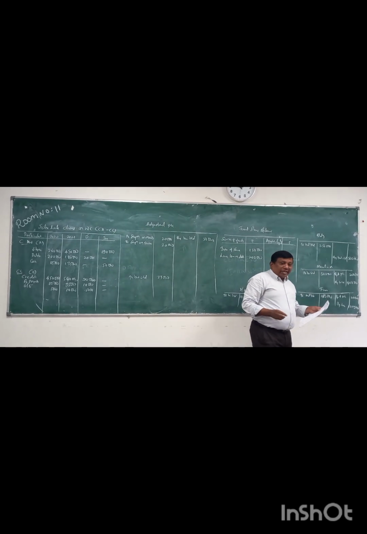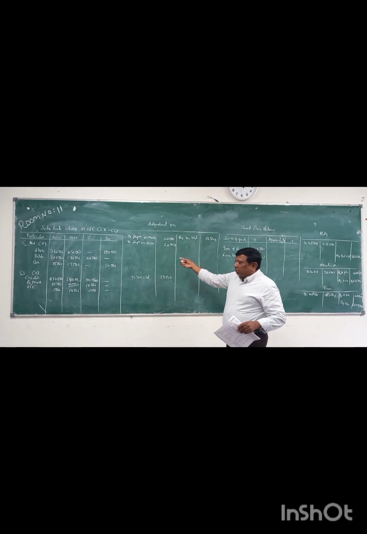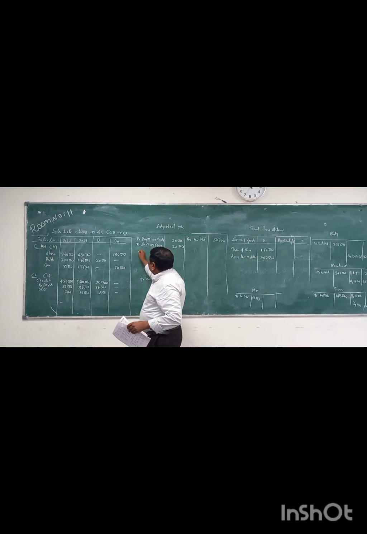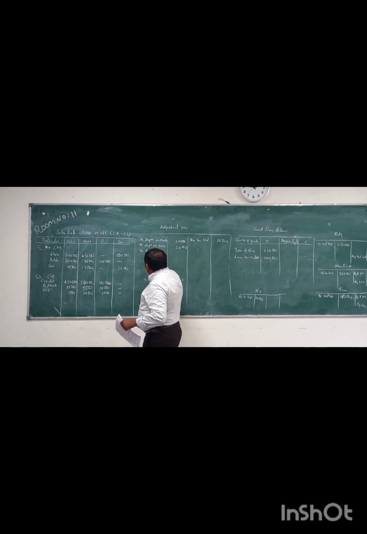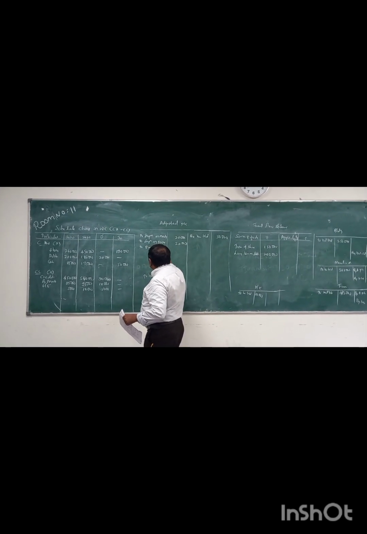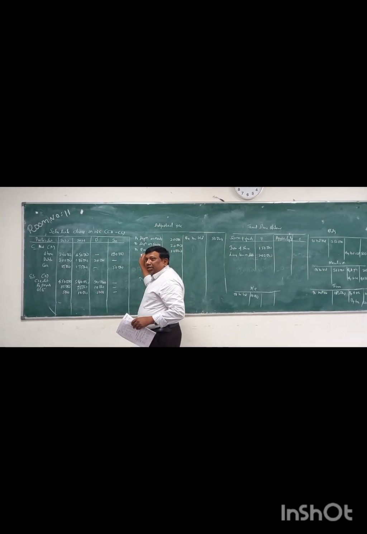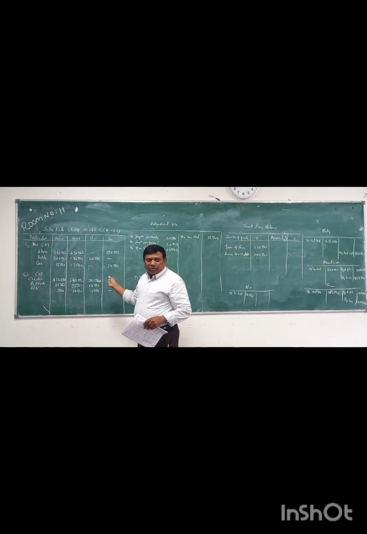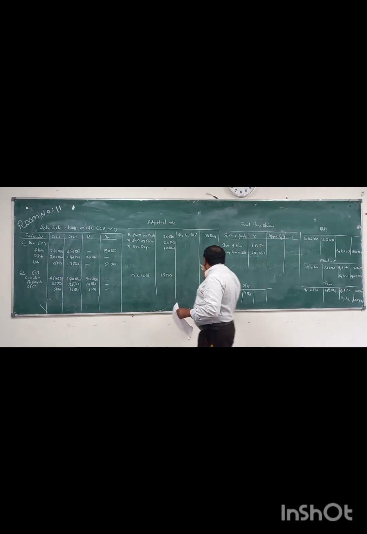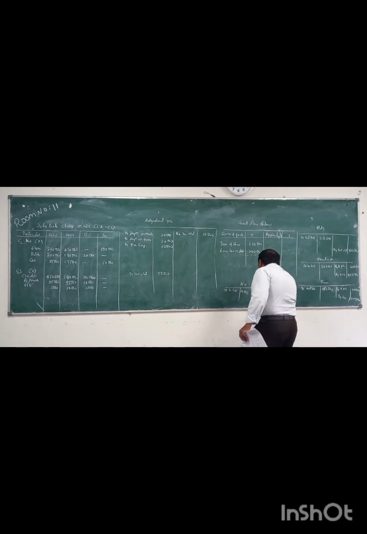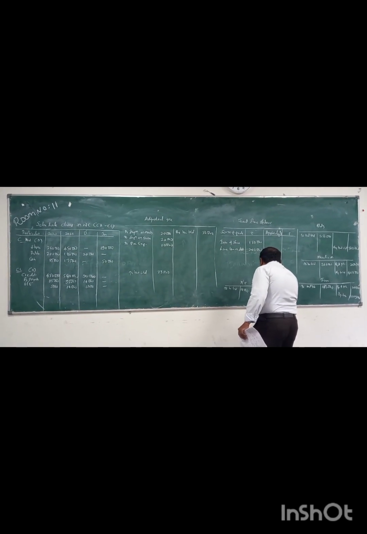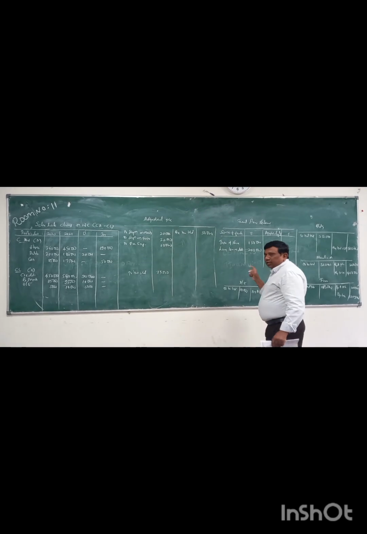Preliminary expenses written off. That is also non-recurring expenditure. Preliminary expenditure written off, 10,000. Goodwill written off, whatever you write off, write here only. Preliminary expenditure account credit: by adjusted profit and loss account, 10,000. Correct? Yes, sir. Double entry is over.